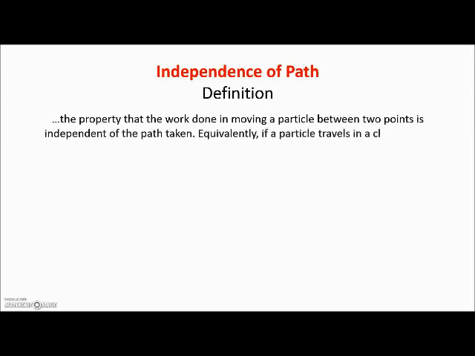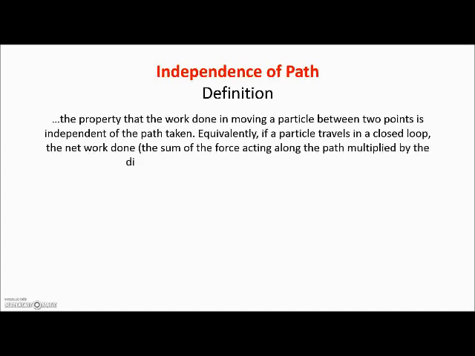Equivalently, if a particle travels in a closed loop, the net work done, the sum of the forces acting along the path multiplied by the displacement by a conservative force, is 0. In other words, if we go from point A to point A, the shortest path is just to stay there, and obviously the work would be 0. And if it's a conservative vector field, aka a gradient vector field, then no matter what path you take, if you start at A and meander around and then come back to A, the path is irrelevant, and therefore the work will still be 0.